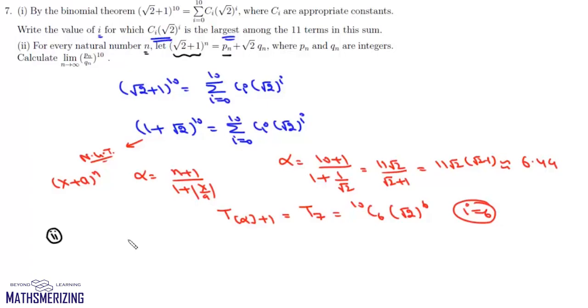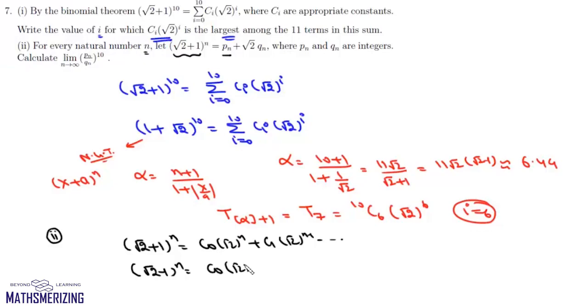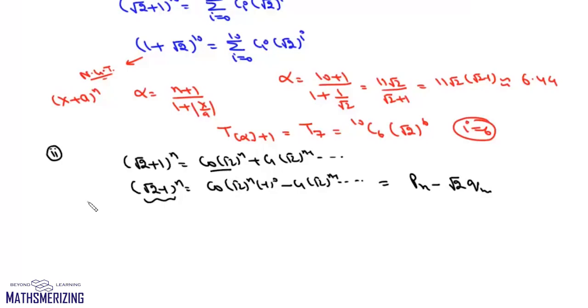What we'll do is, we know that if we take the expansion of root 2 plus 1 to the power n, it'll be C0 root 2 to the power n plus C1 root 2 to the power n minus 1. And if we consider root 2 minus 1 to the power n, it'll be C0 root 2 to the power n minus 1 to the power 0 minus C1 root 2 to the power of n minus 1. So the expansion of root 2 minus 1 to the power n will be nothing but Pn minus root 2 Qn.